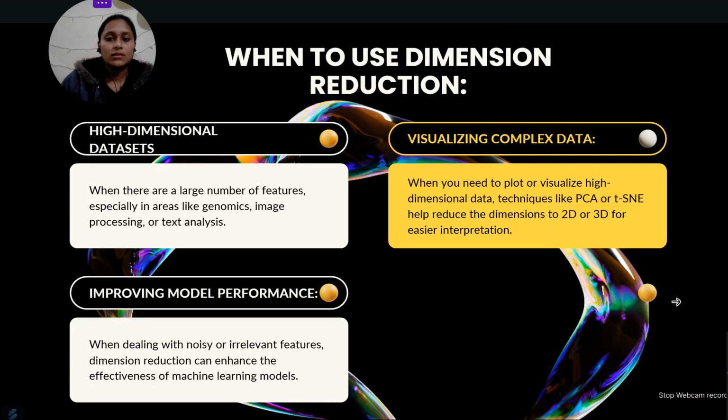So now let's discuss when to use dimension reduction. First, high dimensional datasets. When there are a large number of features, especially in areas like genomics, image processing, or text analysis. Second is visualizing complex data. When you need to plot or visualize high dimensional data, techniques like PCA or t-SNE help reduce the dimensions to 2D or 3D for easier interpretation. Third is improving model performance. When dealing with noisy or irrelevant features, dimension reduction can enhance the effectiveness of machine learning models.